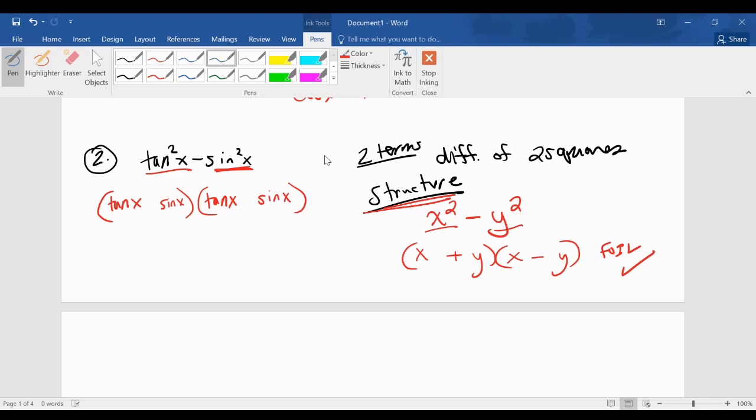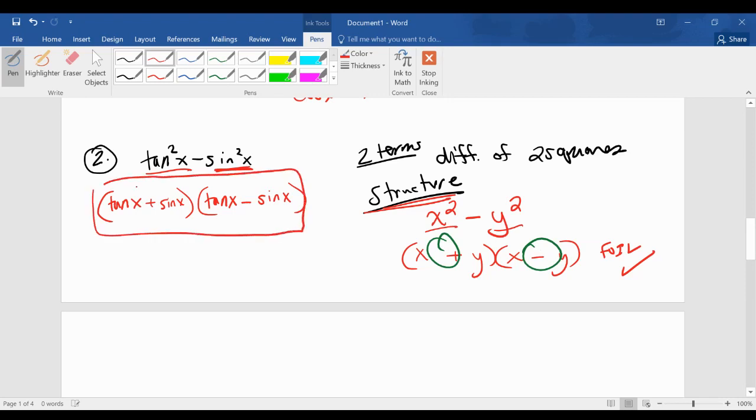And then think about how we got the signs. We just made one a plus and made one a minus. That is a correct factorization. If you're not sure, you can check it. You don't have to show the check. But if you FOIL, you'll have tangent times tangent. That's tangent squared. The outers will be minus tangent times sine. The inners will be plus sine times tangent. And last times last will be minus sine squared.